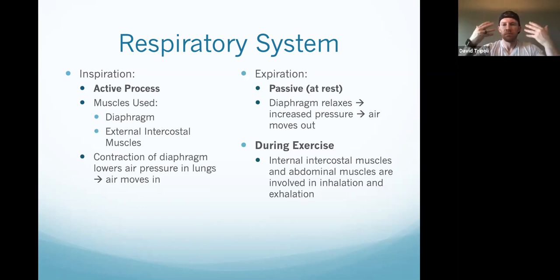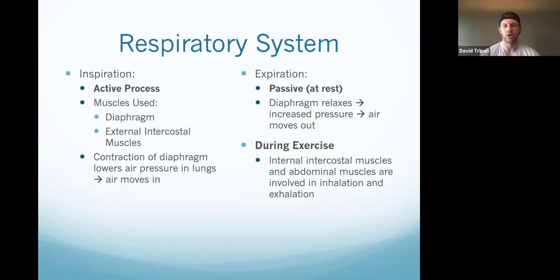Inspiration, so when we breathe in, they would consider it an active process, where you do it on your own. The muscles used are the diaphragm, which is a giant balloon-shaped muscle underneath your rib cage, and then your external intercostal muscles. Again, just understand that you use your muscles to do it.